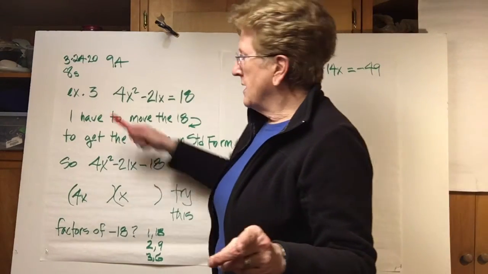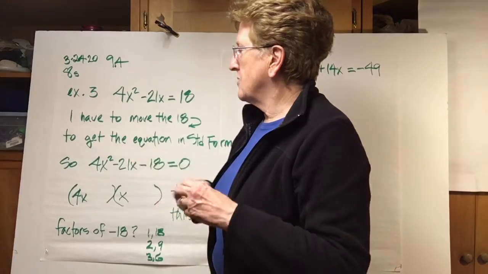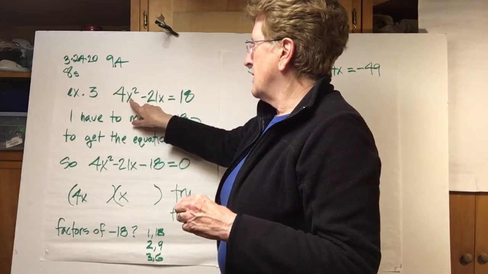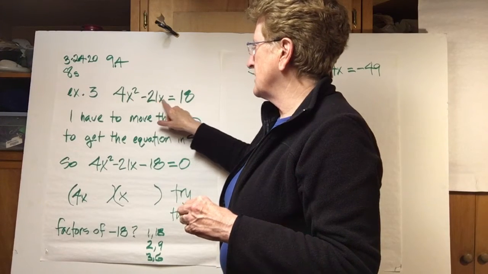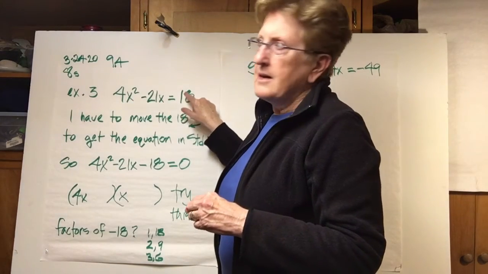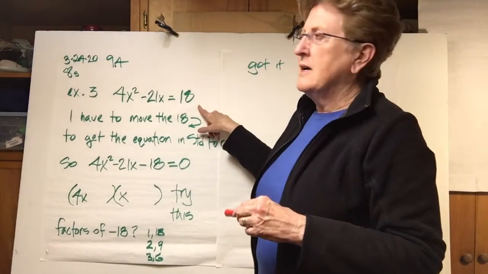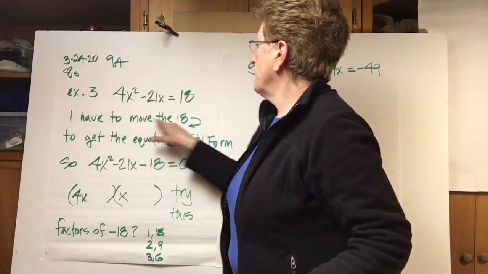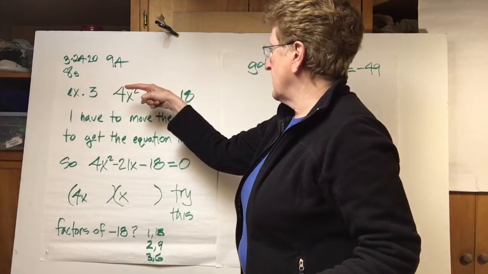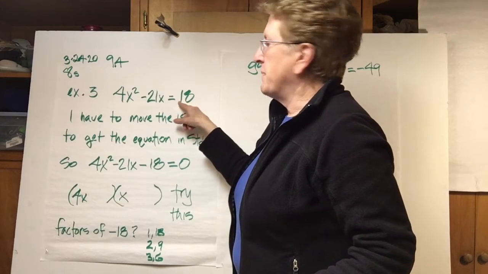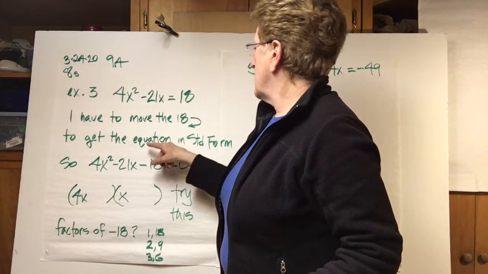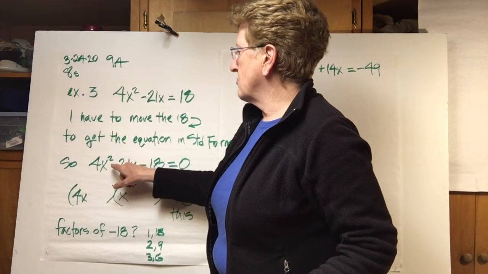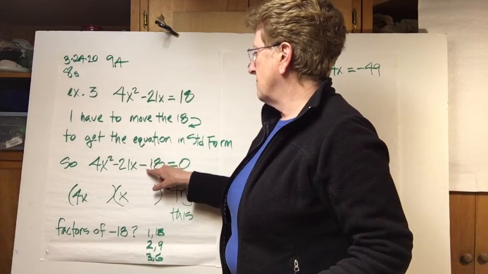The last example, example 3 in 9.4, is 4x squared minus 21x equals 18. Now this is not in standard form, so we need to put it in standard form so that we can factor it. I have to move the 18 back over to the left, by subtraction. So it would become 4x squared minus 21x minus 18.